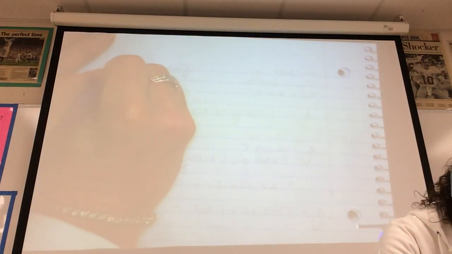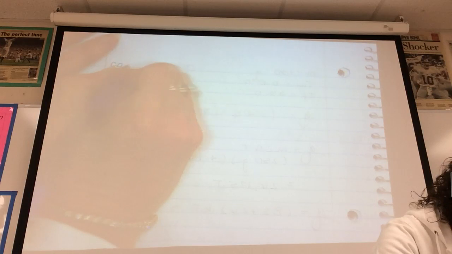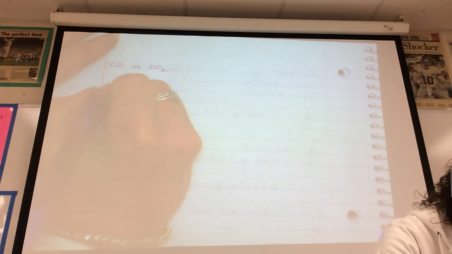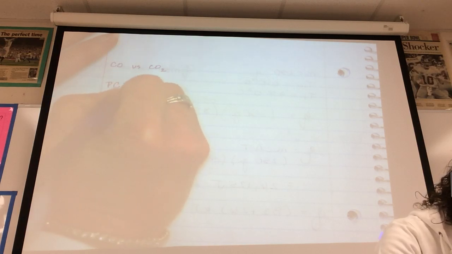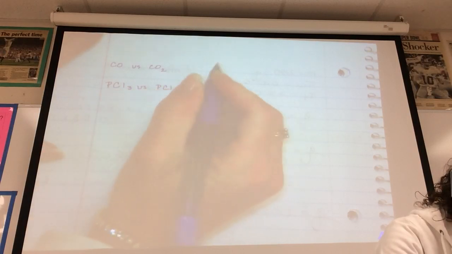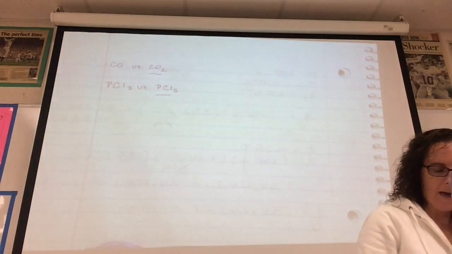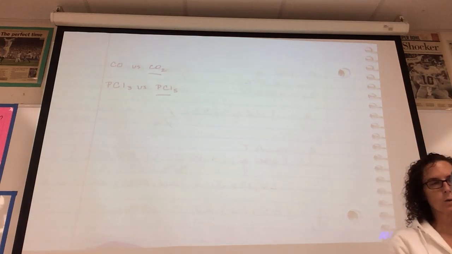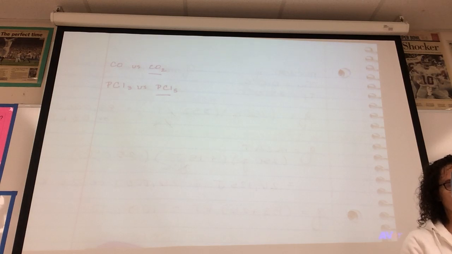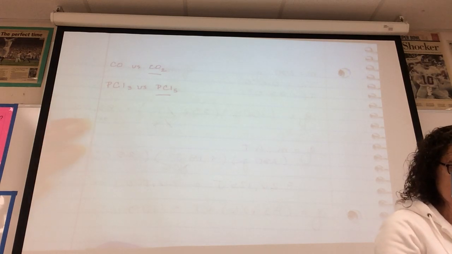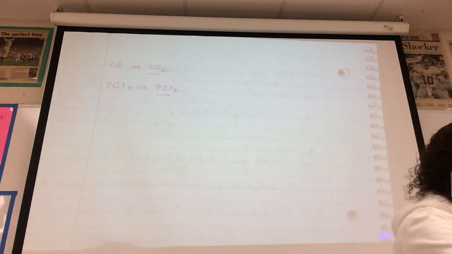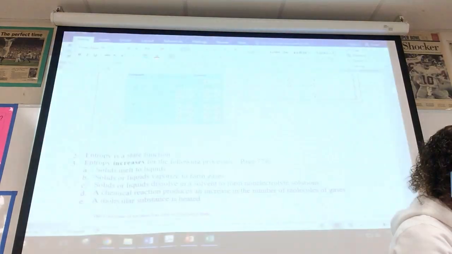If you're comparing the entropy of carbon monoxide versus carbon dioxide, or let's say phosphorus trichloride versus phosphorus pentachloride, you find that in each case, the molecule with more atoms will have greater disorder. You can also predict whether a reaction is showing disorder or order, and we'll get to that here.